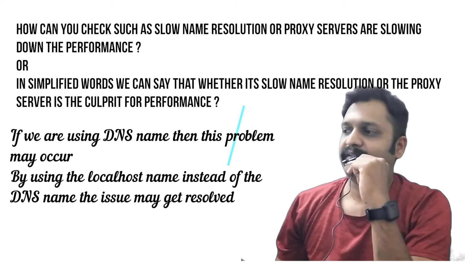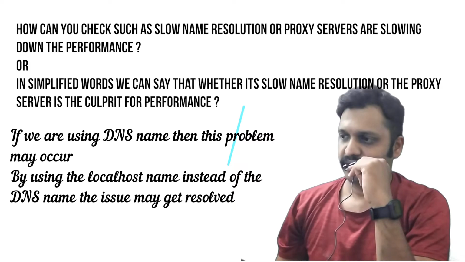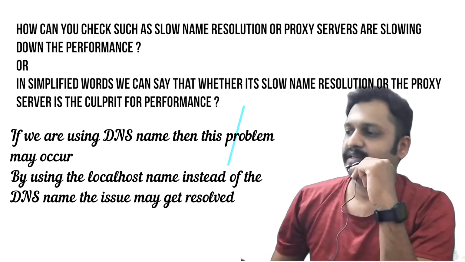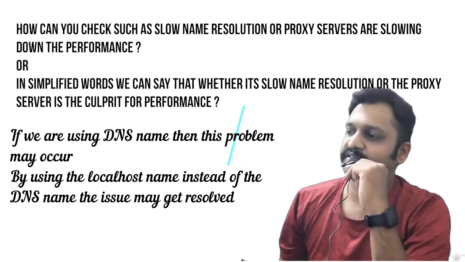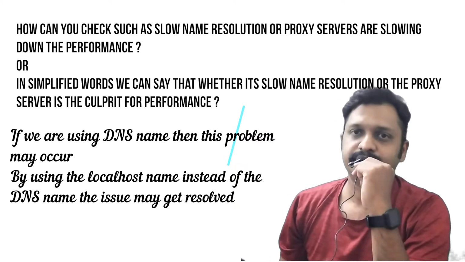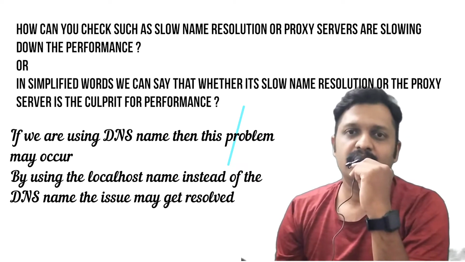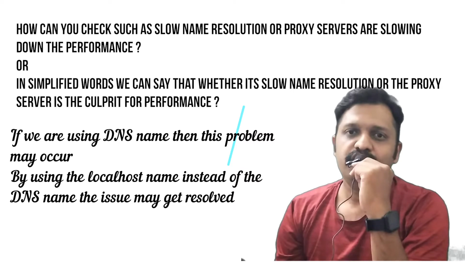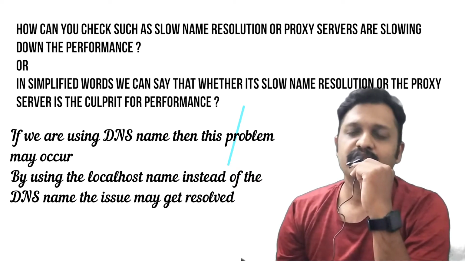How can you check that environmental factors such as slow name resolution or a proxy server are slowing down the performance? In simple words, whether it's slow name resolution or the proxy server that is the culprit for the performance. If we are using a DNS name, then this problem may occur. By using the localhost name instead of the DNS name, the issue may get resolved. For the data, using localhost will help to determine if environmental factors such as slow name resolution or a proxy server are slowing down the performance.